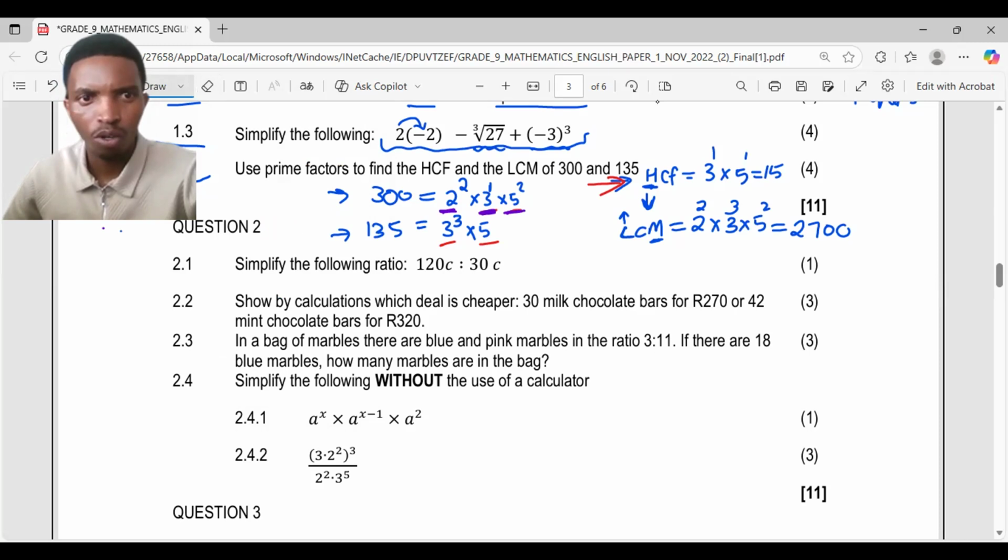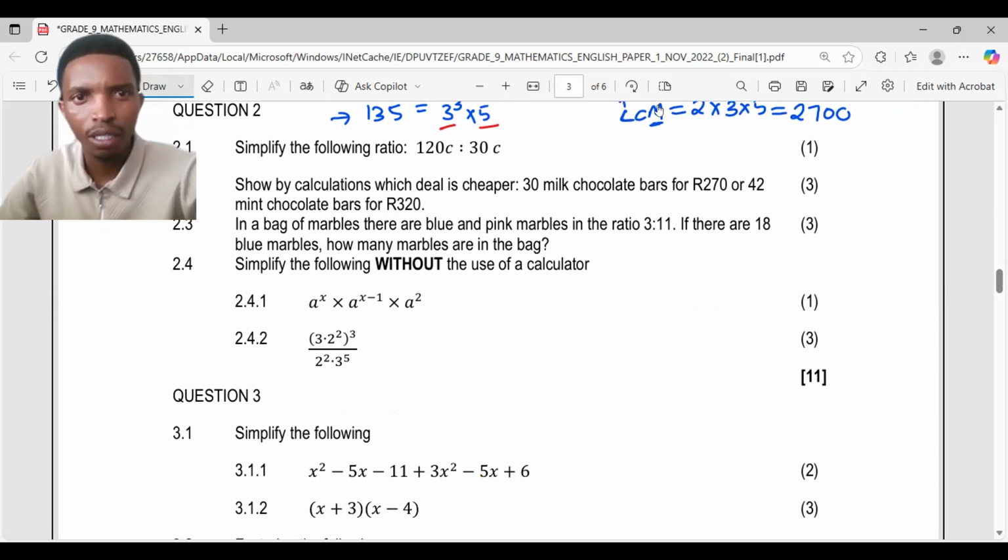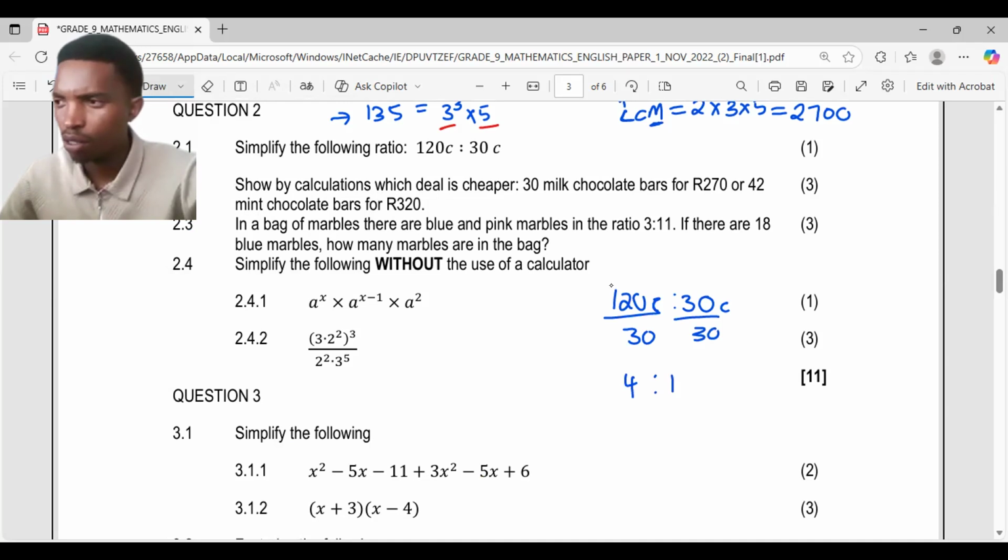Now, for question 2, they're saying simplify the following ratio. We have 120 divided by 30. In this case, which number is the lowest here? It is 30, right? So divide both sides by 30. You are going to have 4 to how much? To 1. That's why it is only 1 mark.